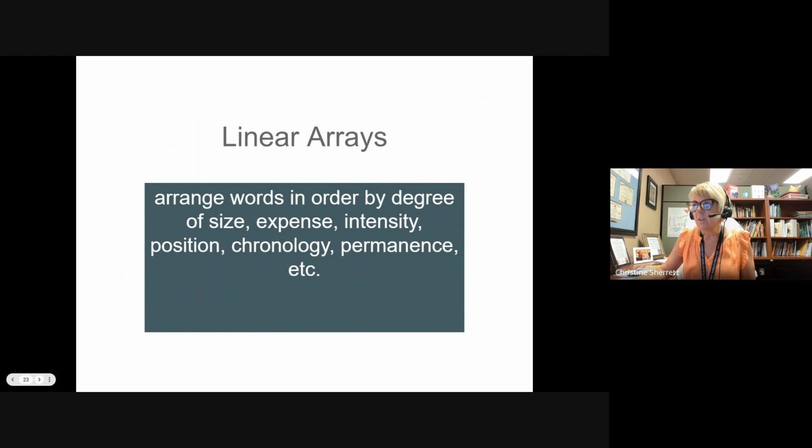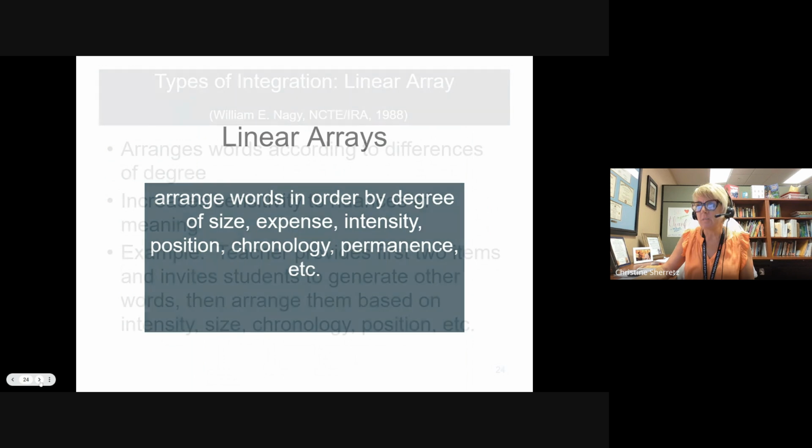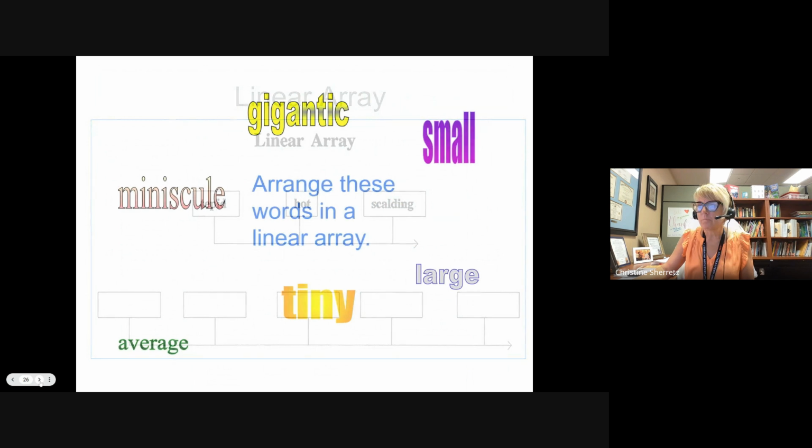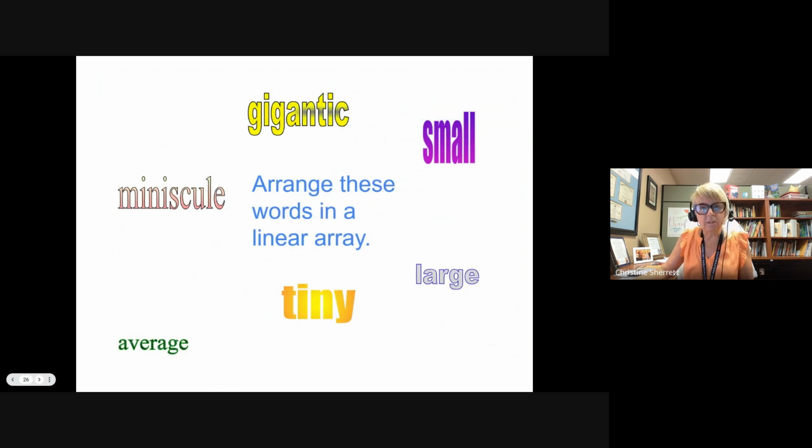Linear arrays is another good strategy. This is where we are ordering words by size, expense, intensity, position. So, for example, if this is a linear array for something that's hot. If I wanted to teach students about precision in words, maybe I don't want students to continually say small. Well, they would line up as in, first it'd be minuscule, right? Tiny, small, average, large, and gigantic.